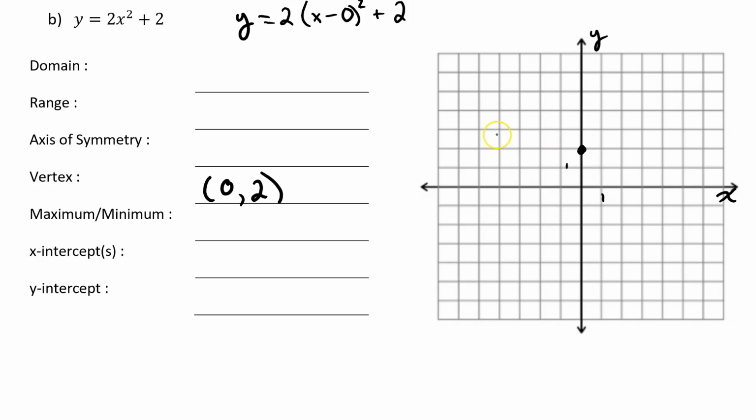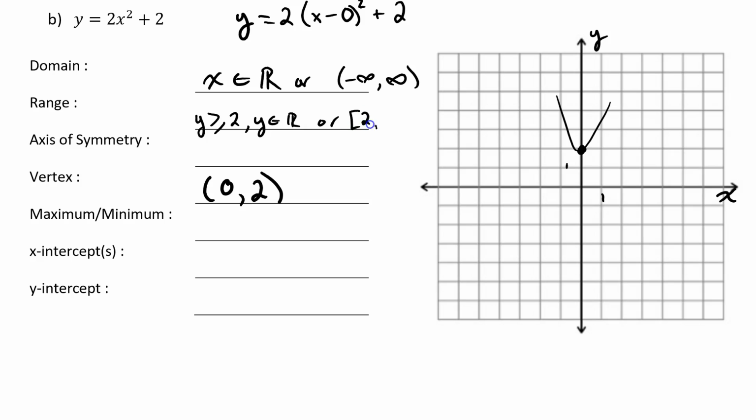From this, I can actually get my domain and range, because I know since it's going to open up, the domain is going to be x is an element of the reals, or in interval notation, -infinity to +infinity, x can have any of those values. And our range is y is greater than or equal to 2, y is an element of the reals, or if we wanted interval notation, we would say [2, +infinity). That means that all of the y values are between 2 and infinity.